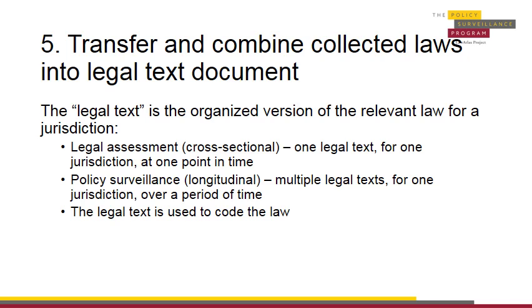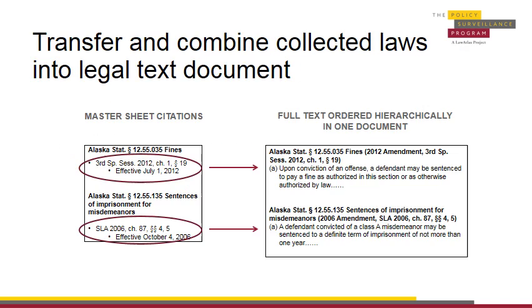The legal text is the organized version of the relevant law for a jurisdiction. For a legal assessment, only one legal text is needed for each jurisdiction, representing what the law in that jurisdiction looks like at that point in time. For policy surveillance, you will need multiple legal texts for each jurisdiction, representing whenever a relevant law changed during the project's time span. The legal text is the document which is used when coding the law. For more information on coding, please see Module 5 in our Learning Library, Coding the Law.